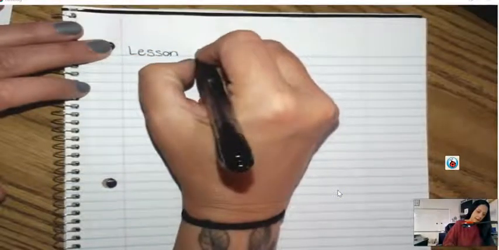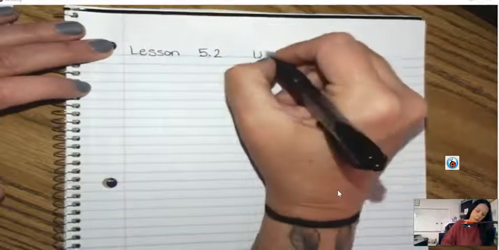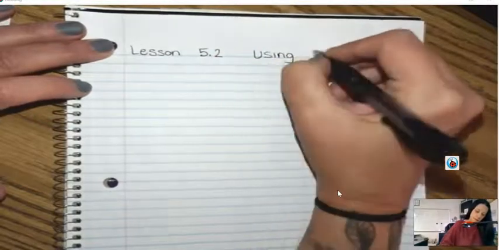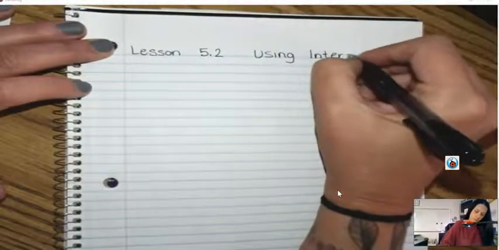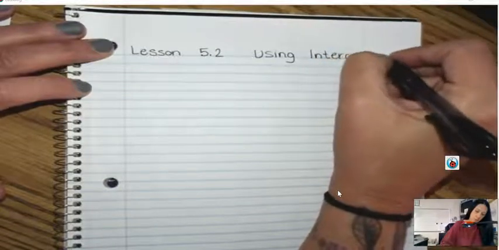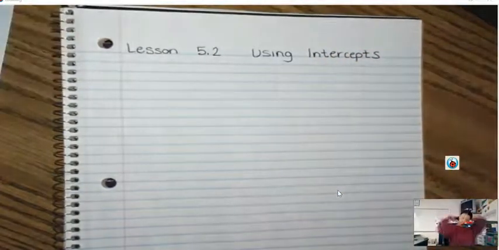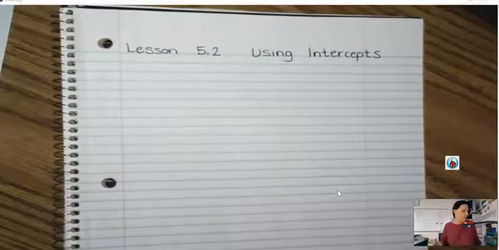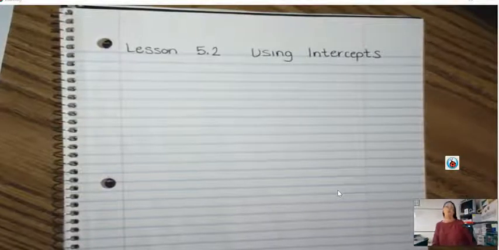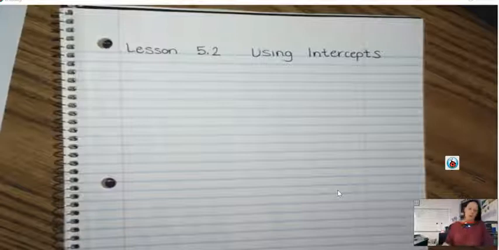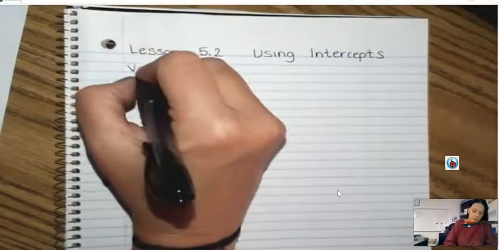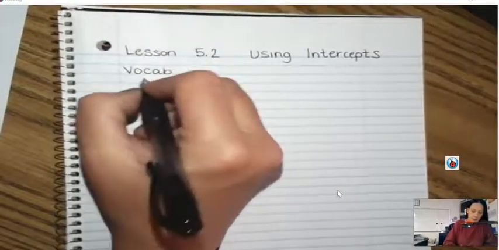Today we're working on lesson 5.2, which is using intercepts. Today's objective is you're going to identify, interpret, and use intercepts in linear relationships. We're going to start with vocabulary for the lesson. There's only 2 vocabulary words.